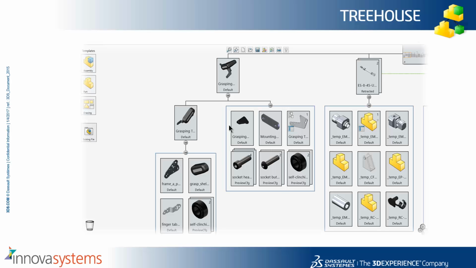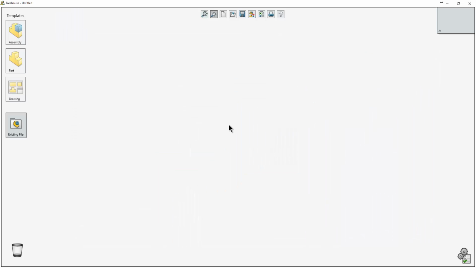We'll now take a look at some improvements to Treehouse in SolidWorks 2017. So SolidWorks Treehouse is a separate application that is installed automatically with SolidWorks, and we'll go through a couple of use cases for it. First use case is it can be used to plan your assembly structures up front.